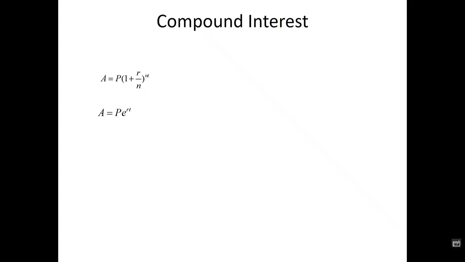So what we have here, in this case, the amount or the balance in the account is going to be A, where A is the amount in the account. P is the principal, the original amount of your investment. R is your rate of interest.